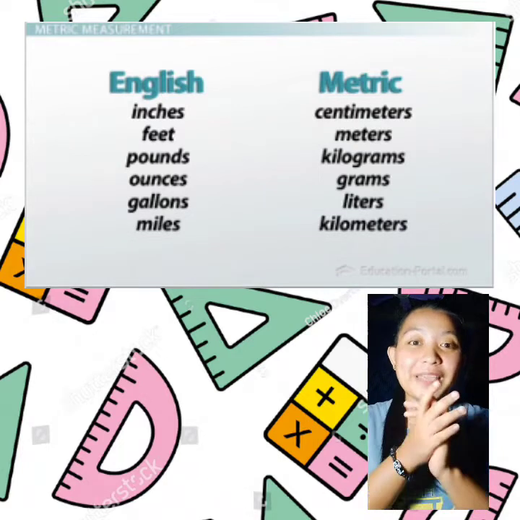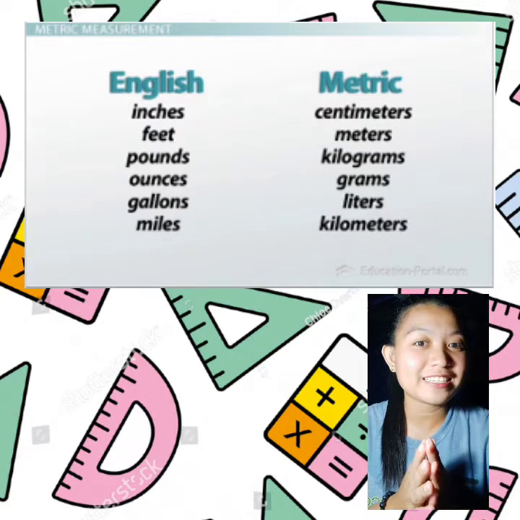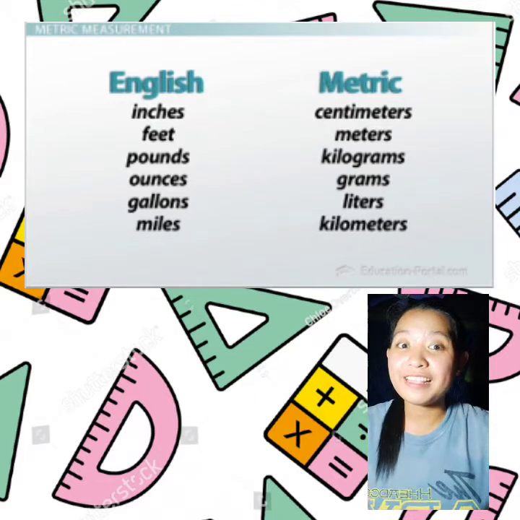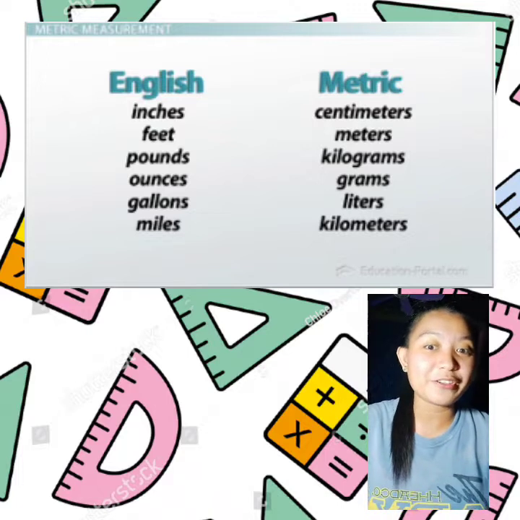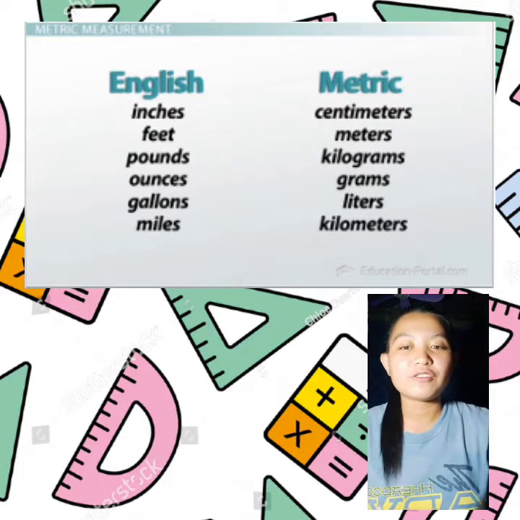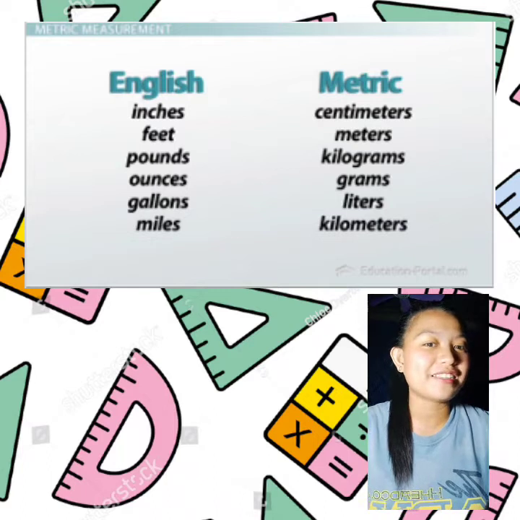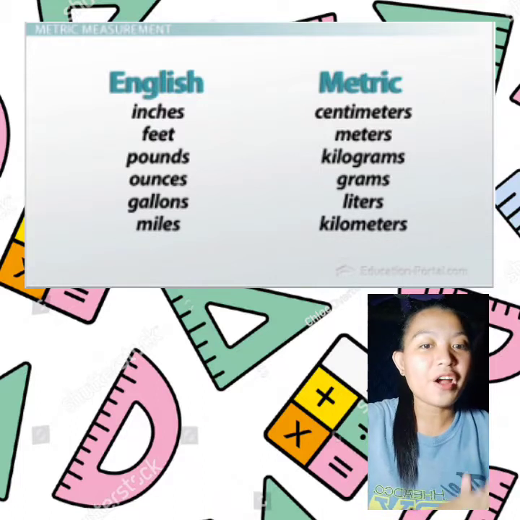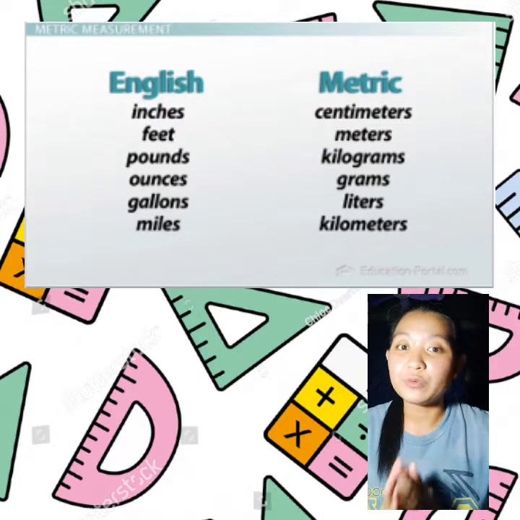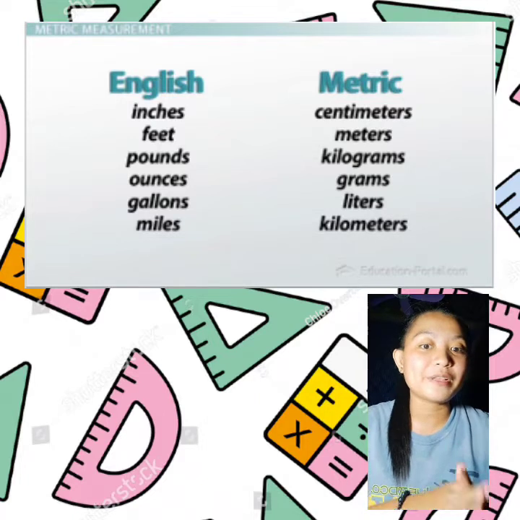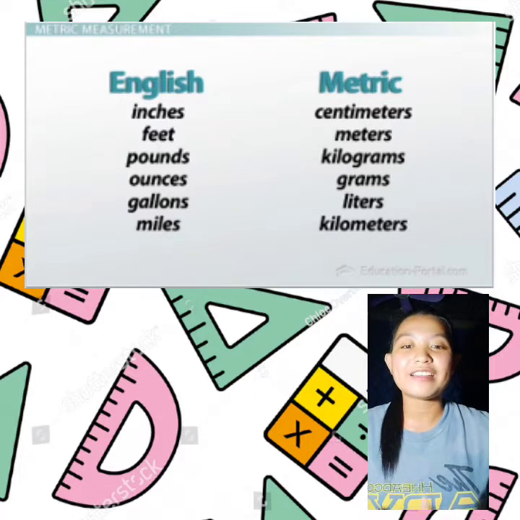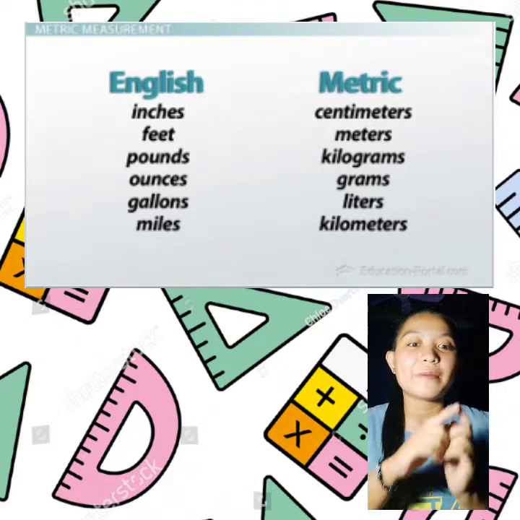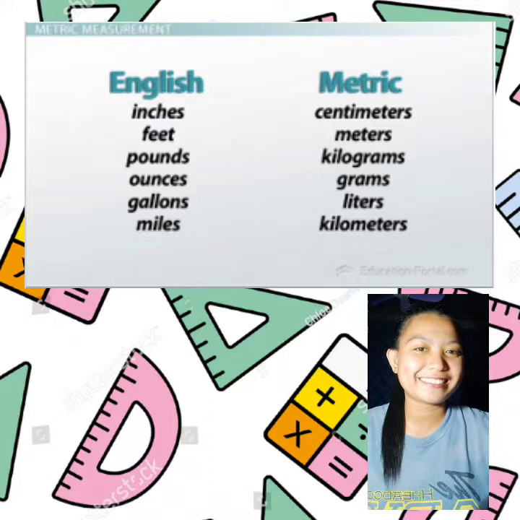In English, there is inches, while in the metric is centimeters, and feet in the English system and meters in the metric system, pounds in English, kilograms in the metric, ounces in the English system, while grams in the metric, gallons in the English, while in the metric is liters, and for the last one, miles is for the English system and kilometers for the metric.